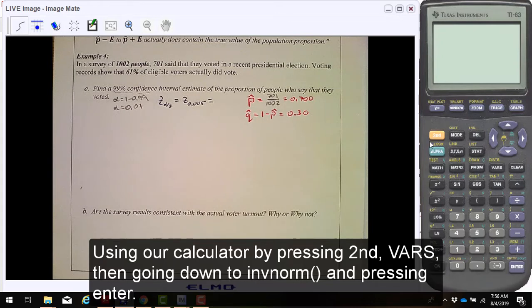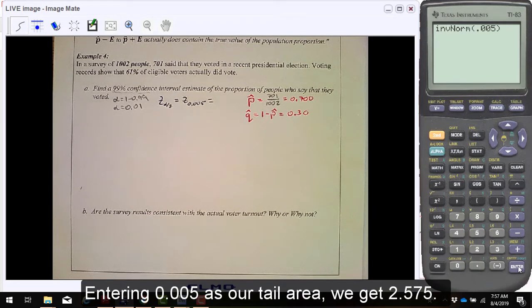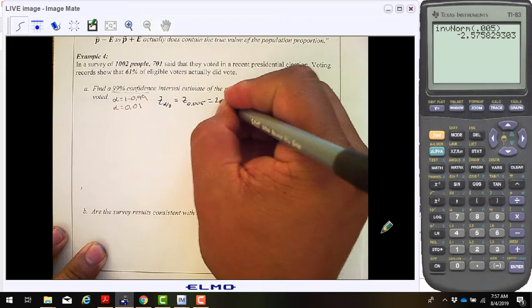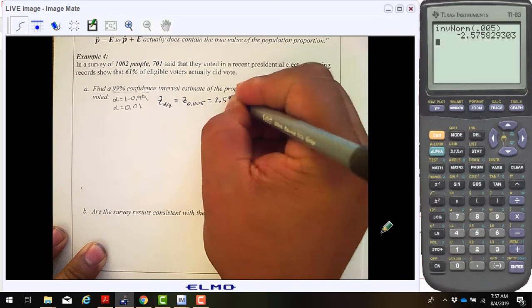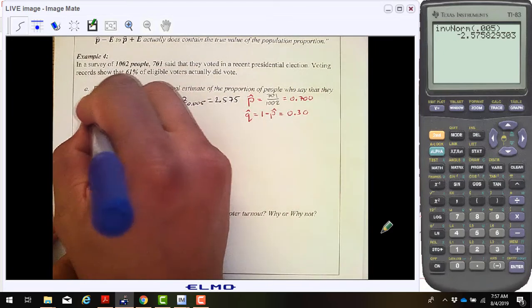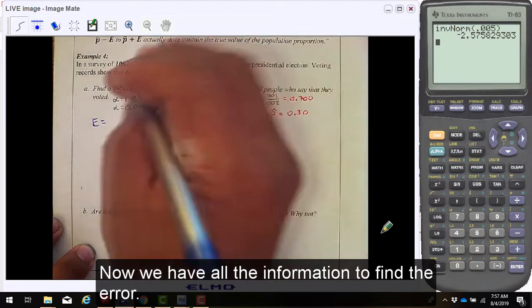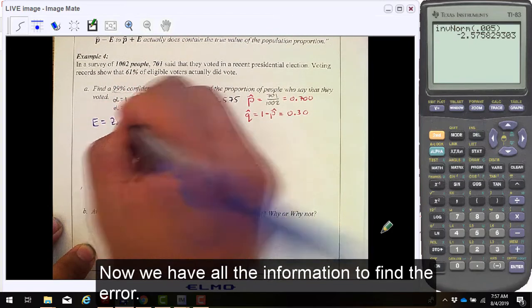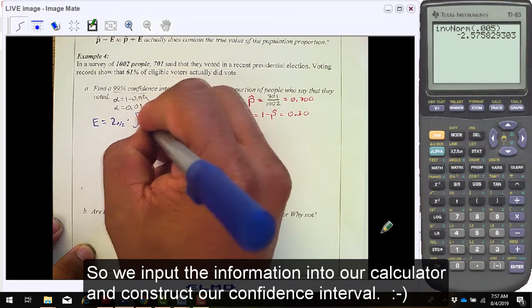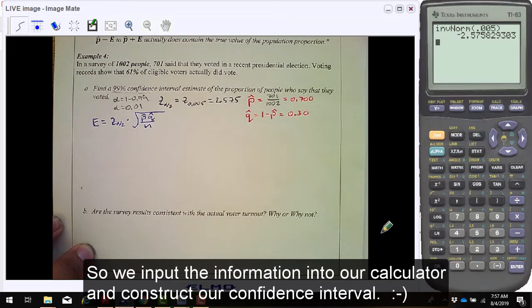Using our calculator by pressing second vars, then going down to inverse norm and pressing enter. Entering 0.005 as our tail area, we get 2.575. Now we have all the information to find the error. So we input the information into our calculator and construct our confidence interval.